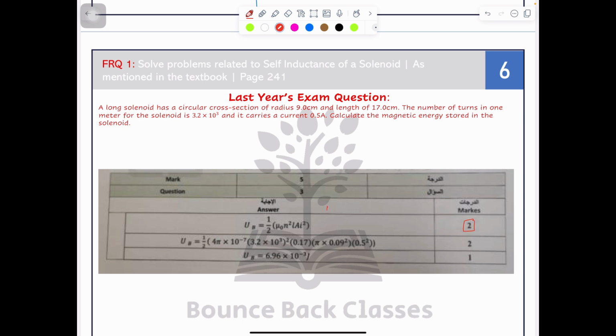What you have done, UB is equal to half Li square, and place the value of L. This gives you 2 marks, and then you just need to place all the values. This will give you 2 marks, and the final solution will give you 1 mark. Like this, you will get the 5 marks. Okay guys, so the first question, or you can say question number 16, is completed now, and start practicing.